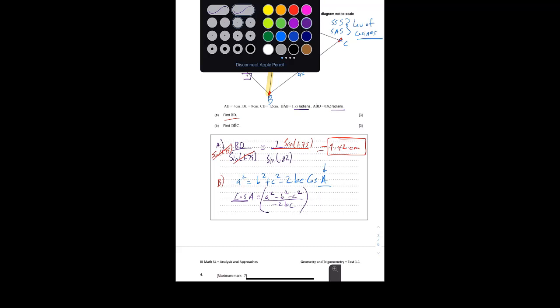Now, to find the angle A itself, since I'm not interested in the cosine of A, I just want the angle, I'm going to get rid of the cosine by taking the cosine inverse of both sides of this equation. That's how I have to get rid of cosine. So A by itself will be equal to cosine inverse of all of this stuff that I have right here. So what goes in here?